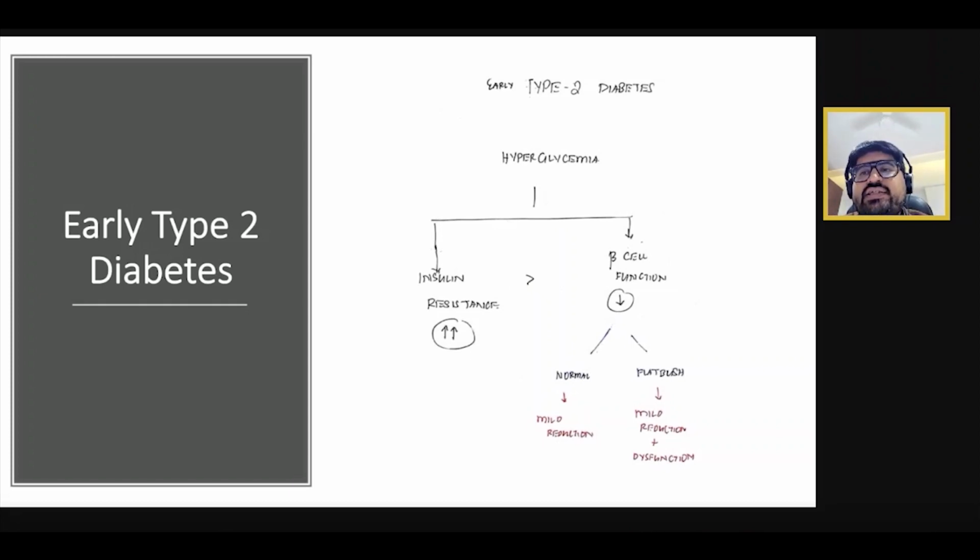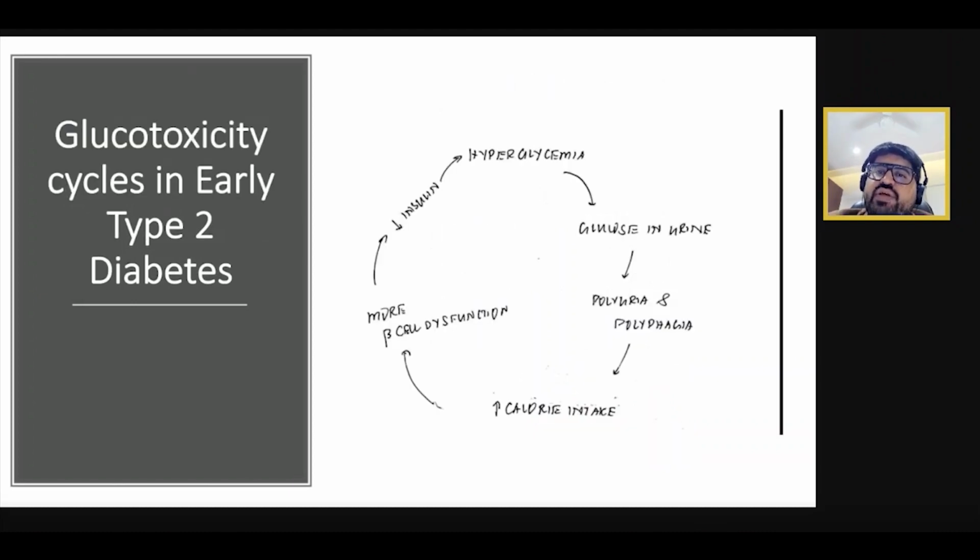But in certain cases, the beta cell just gives up suddenly, right? Suddenly that function is lost. Suddenly you have insulin resistance severely overwhelming the beta cell function in the patient. It's so severe that the patient even goes on to develop diabetic ketoacidosis. So this is what happens in early type 2 diabetes.